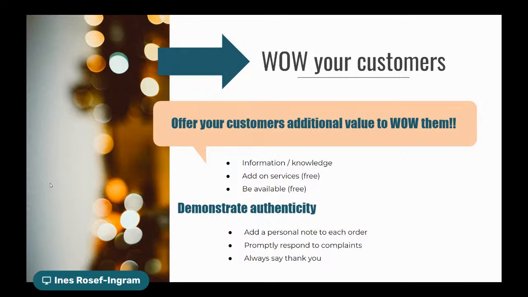Demonstrate authenticity. Add a personal note to each order. I know sometimes when you have a physical delivery, you can get this little personal note in it. Promptly responding to complaints is also a good way to improve your customer relationship, and always say thank you. We tend to forget to say thank you enough to our clients for being our clients. So say thank you. That is one of my favorite automations to do: someone becomes a client and that triggers a set of actions that makes them feel like an amazing client. So that is really, really important.